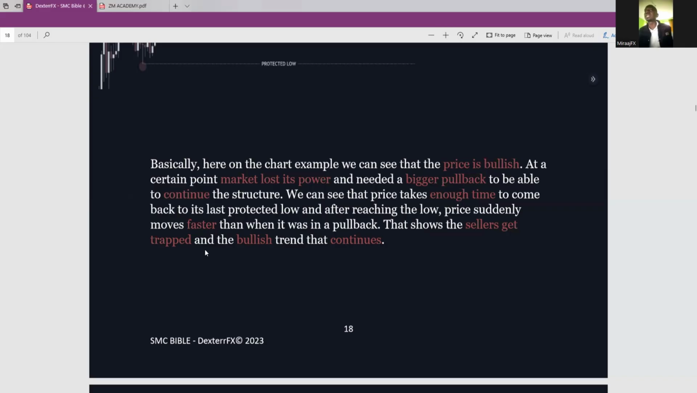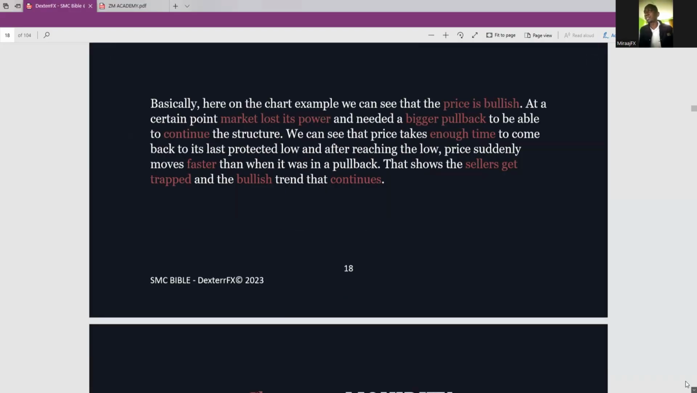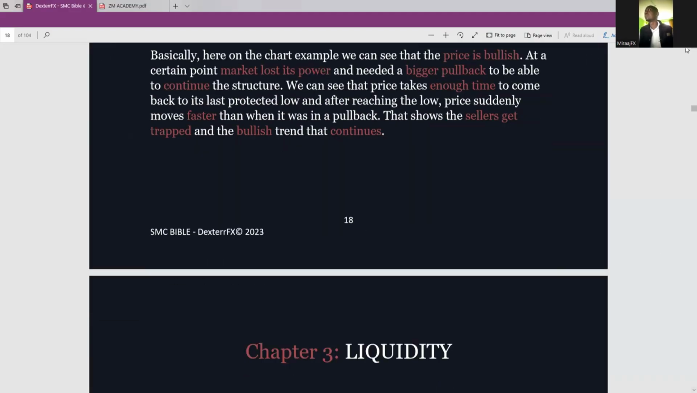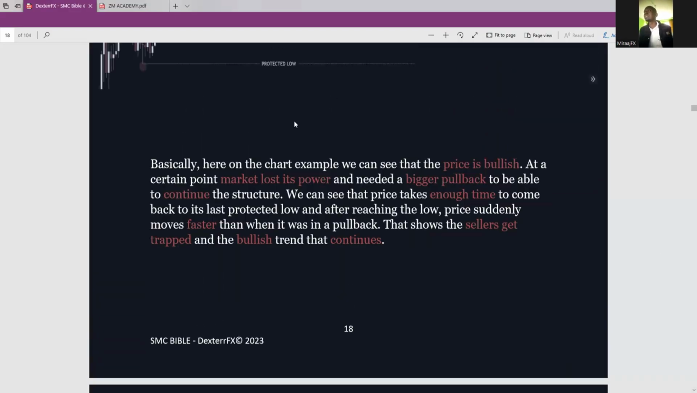That shows that sellers are trapped and the bullish trend continues. Right, so this is also something that you really need to understand. Basically, when you talk about a complex pullback, it simply means you have to understand that the market is going to play around with your brain a lot. So it is very important for you to know what exactly you're looking at before you can say this market is going to go this side. There are a few things that you need to understand.